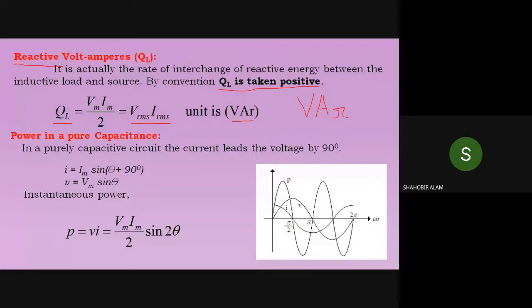Because remember one thing, what is the average value of a pure sine wave for a complete cycle? The average value of a pure sine wave for a complete cycle is 0, because a pure sine wave is like this, and whatever the positive area is here, the negative area is the same. So if you take the summation, it will become 0.